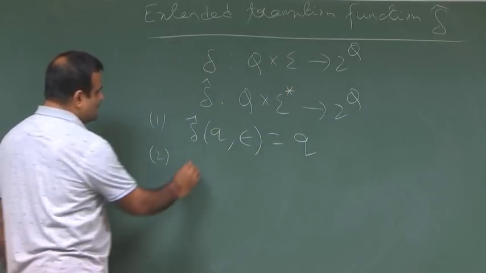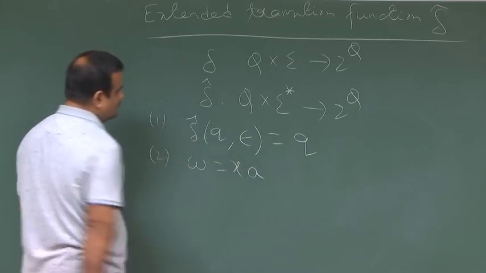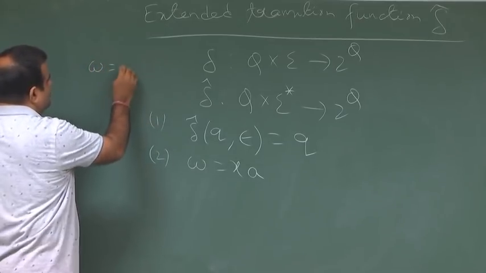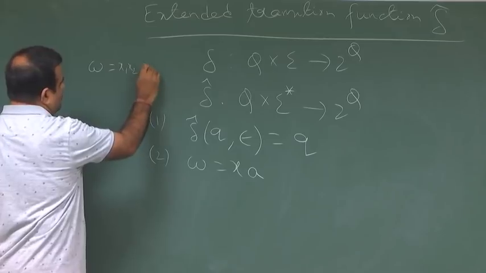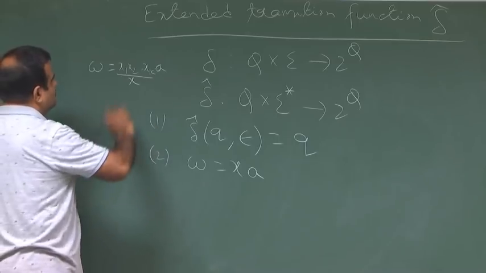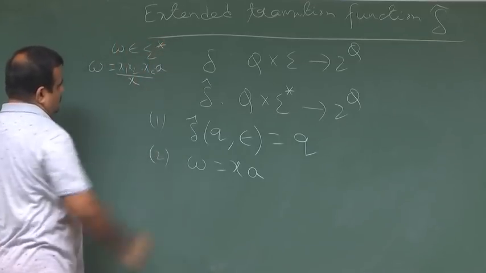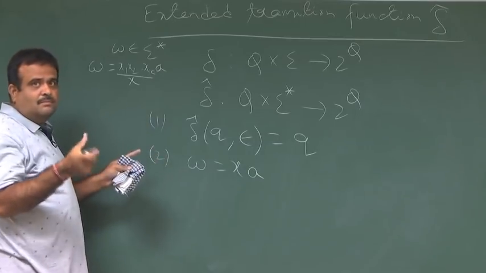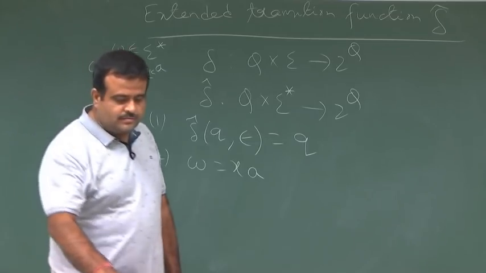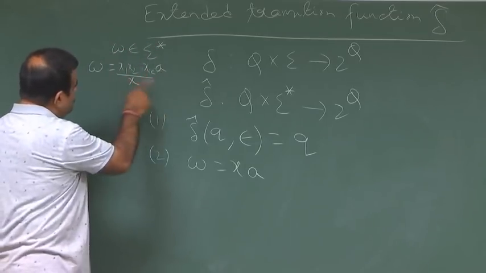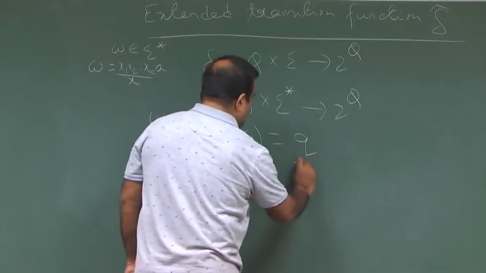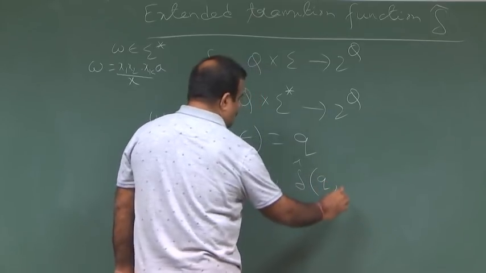And the second one: suppose this is xa. So we take a string w, say x1, x2, ..., xk, a. So w is coming from sigma star. It is either this or it has some alphabets. Now, how do we define this? First we execute this inductive process. I mean, first we execute delta hat on q and x.